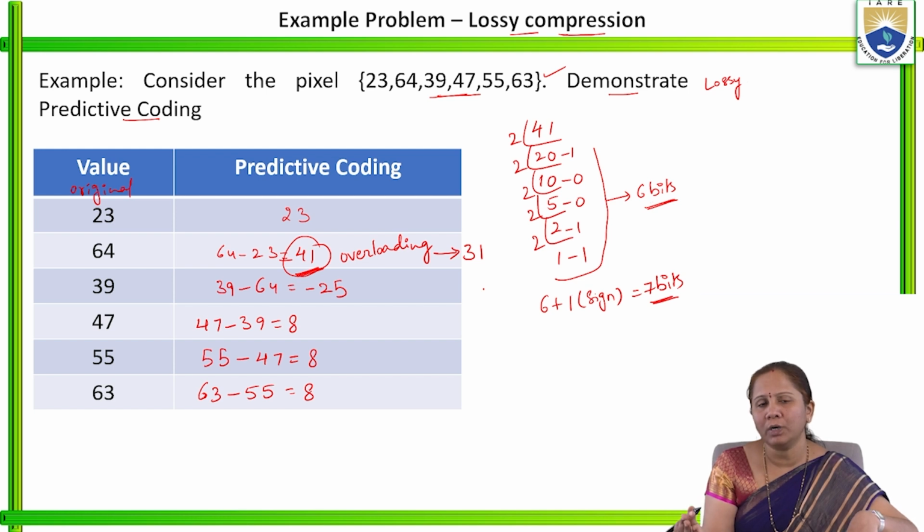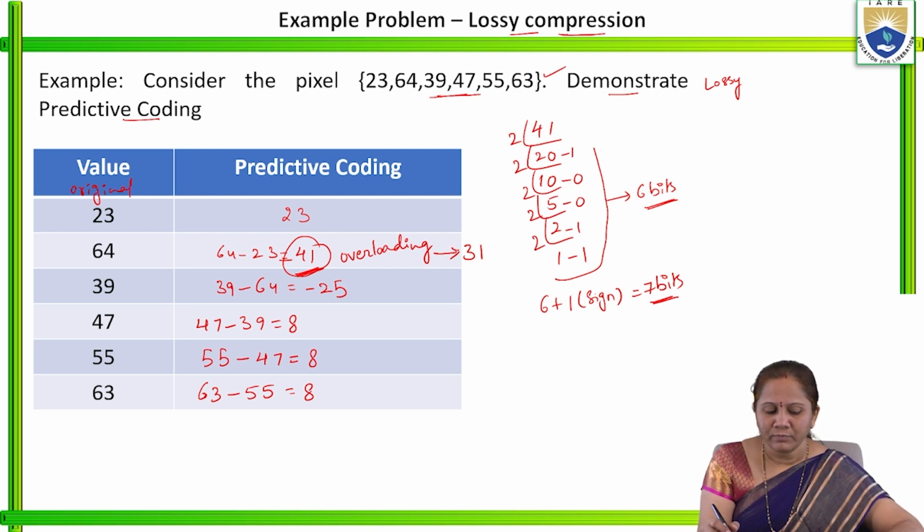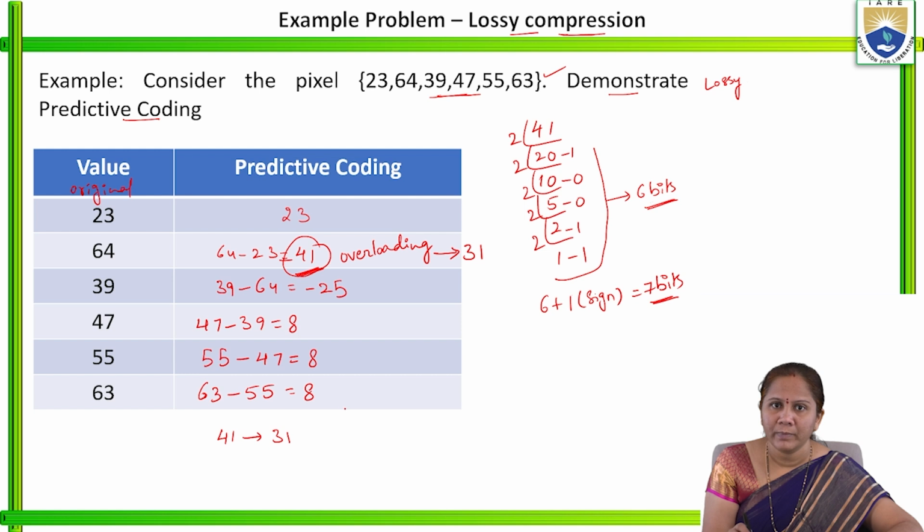If you go for 32 and above, again 6 bits are required. You can calculate if you want. But if you go for this maximum value 31, then it requires only 5 bits to represent. So we have made this 41 into 31. That is the concept of overloading, making the value one that can be represented by using 5 bits, where the maximum value is 31.